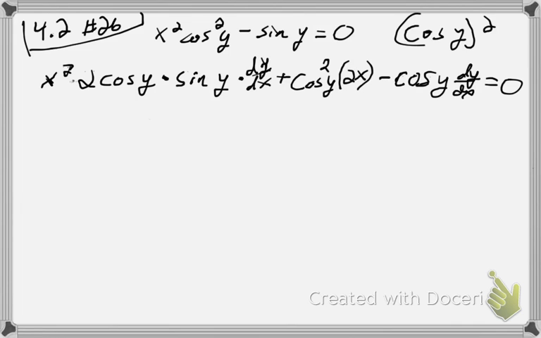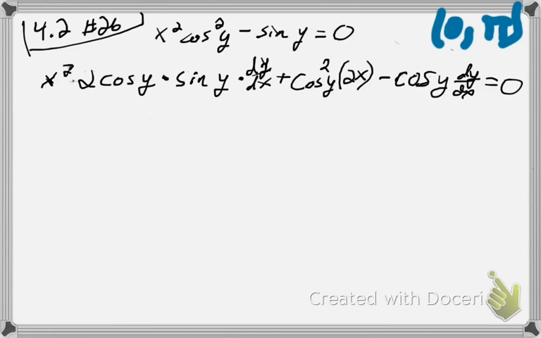0, pi. So I guess I should write that down. We're trying to find the tangent line at 0, pi. So 0, pi, that's where we're trying to find the tangent line. And so we'll plug in 0 and pi.